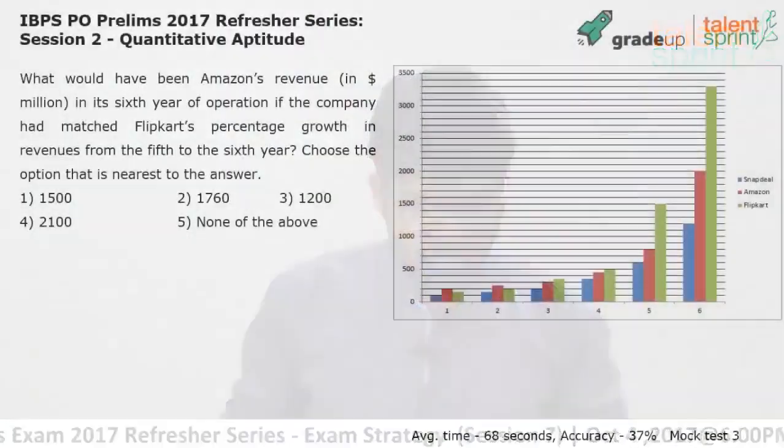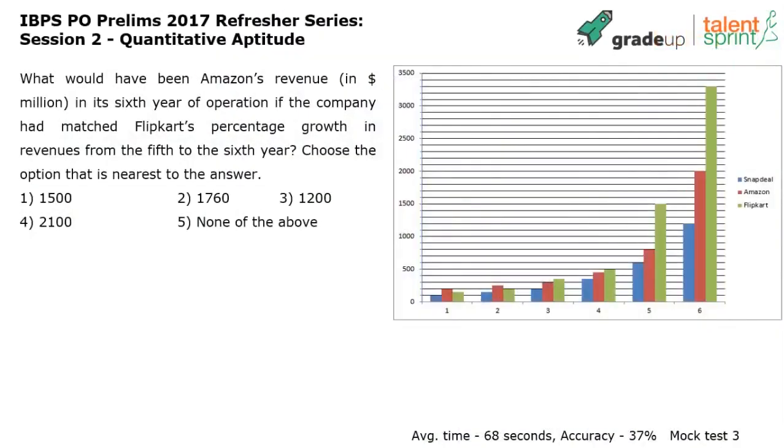This is an easy one. I'm sure it would not take more than 20 seconds. And unlike the previous one, you just have to do one step here to get the answer. So let's look at the solution for this particular question. It says, what would have been Amazon's revenue in $1 million in its 6th year of operation if the company had matched Flipkart's percentage growth in revenues from 5th to 6th year? Choose the option that is nearest to the answer.